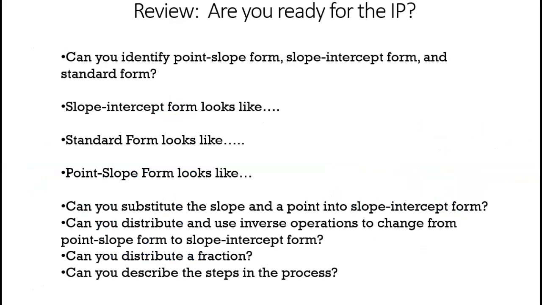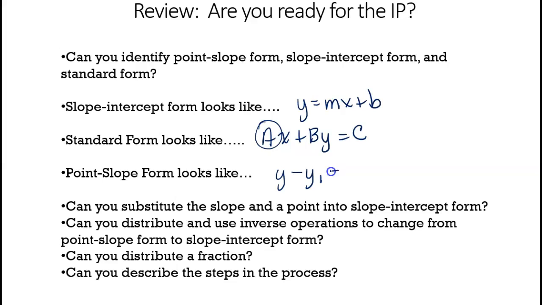All right, so I want you to think before we start here. Are you ready for your IP? Can you identify what point-slope form, slope-intercept form, and standard form look like? Remember, slope-intercept form has y by itself equal to mx plus b. Standard form has the x and the y on the same side equal to a constant. No fractions, no decimals, and a has to be positive. Point-slope form is y minus y1 equals m times x minus x1.